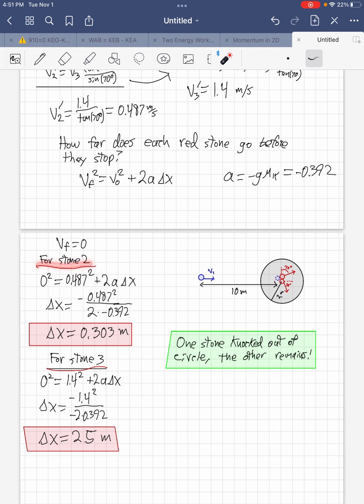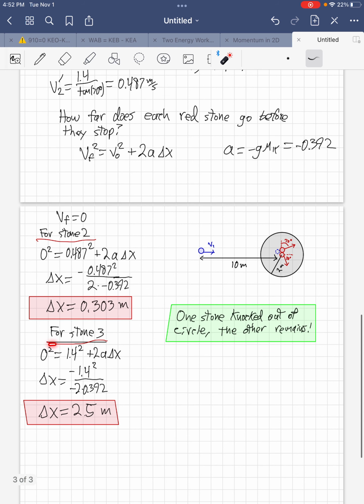So for stone number 2, that's moving a little bit slower, we plug that in as our initial velocity after the collision, and we solve for how far it goes before it reaches a velocity of 0. We find that it travels 0.303 meters before it stops. For stone 3, which was going a little bit faster after the collision, at 1.4 meters per second, we solve for how far it goes, and we find that it goes 2.5 meters before coming to a stop. So there you have it. There's our answer. One stone got knocked out of the circle.